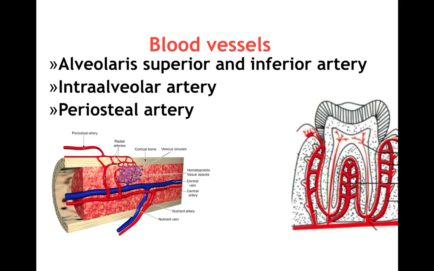Blood vessels. There are the superior alveolar arteries, which originate from the superior and inferior alveolar arteries. Then there is the interalveolar artery. This is from the superior and inferior alveolar arteries. The interalveolar artery is vascularized from the periosteal artery, which is located on the periosteum.